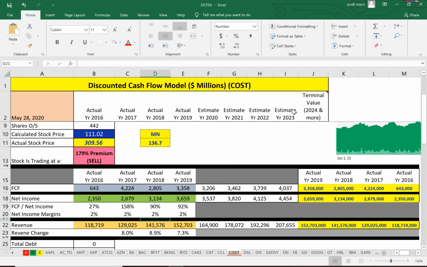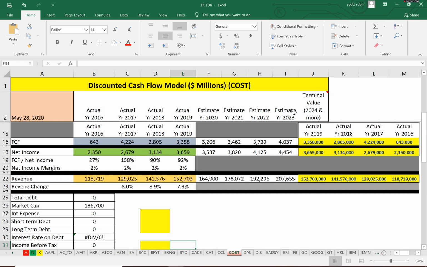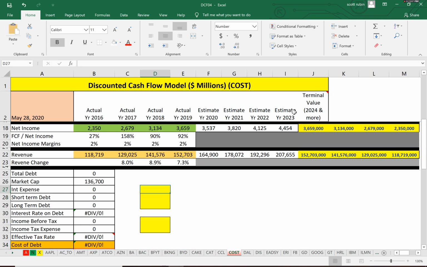And as you can see, the revenue increases nicely every year. So does net income. So it's a really healthy company, Costco. Now we need to look at the capital structure of Costco and figure out the discount rate we need to apply to the future cash flows.